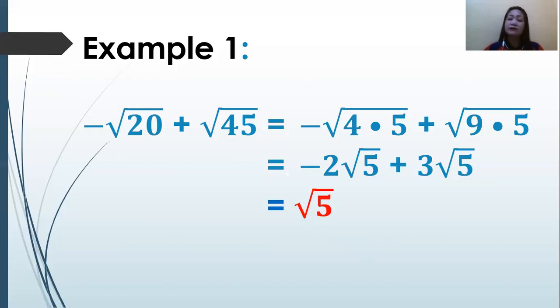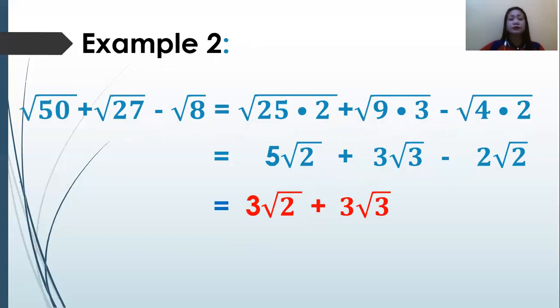Since we have the same radical, the square root of 5, we can add negative 2 plus 3. Negative 2 plus 3 gives us positive 1. You don't need to write 1. It's automatically 1, the imaginary 1 numerical coefficient of the radical. So therefore, our final answer is square root of 5.